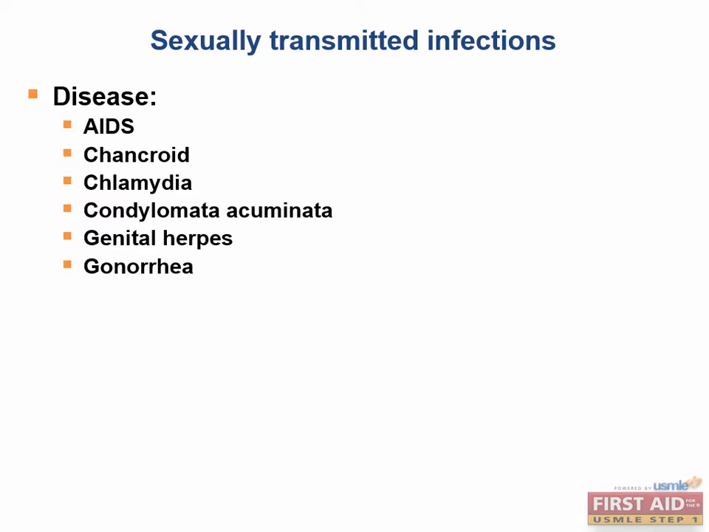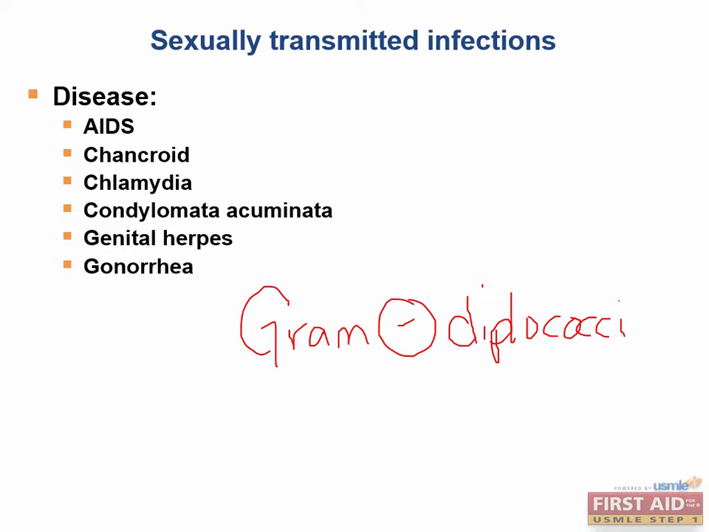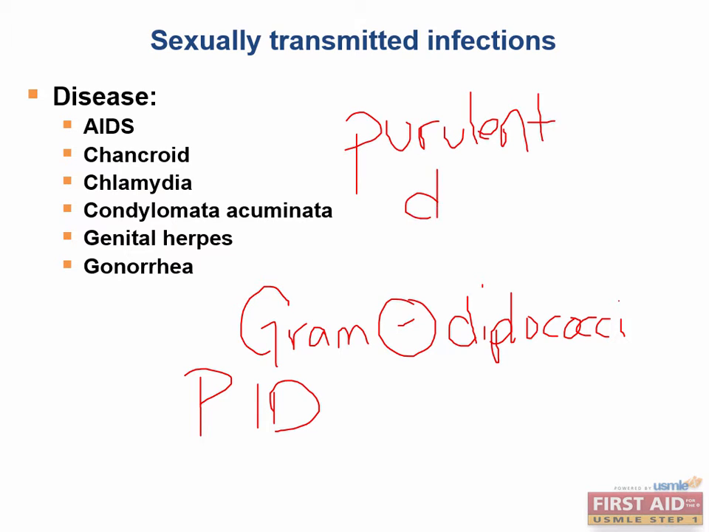Gonorrhea is caused by the bacteria Neisseria gonorrhoeae. Do you remember what kind of bacterium it is? Remember, it is a gram-negative diplococci. This bacteria can cause urethritis, cervicitis, pelvic inflammatory disease, prostatitis, epididymitis, as well as arthritis and conjunctivitis. The key difference from chlamydia in terms of its sexually transmitted infection is that it causes a more purulent discharge. This is the key distinguishing feature.